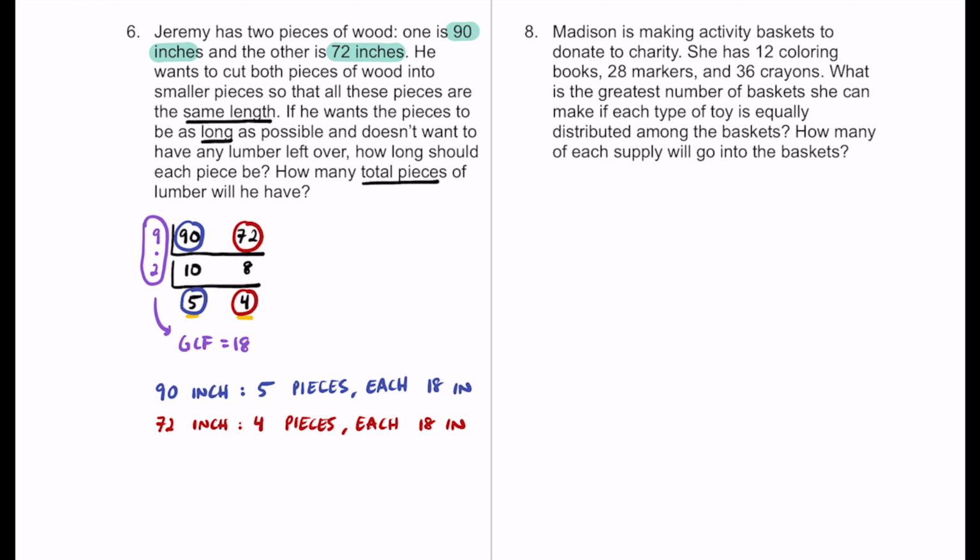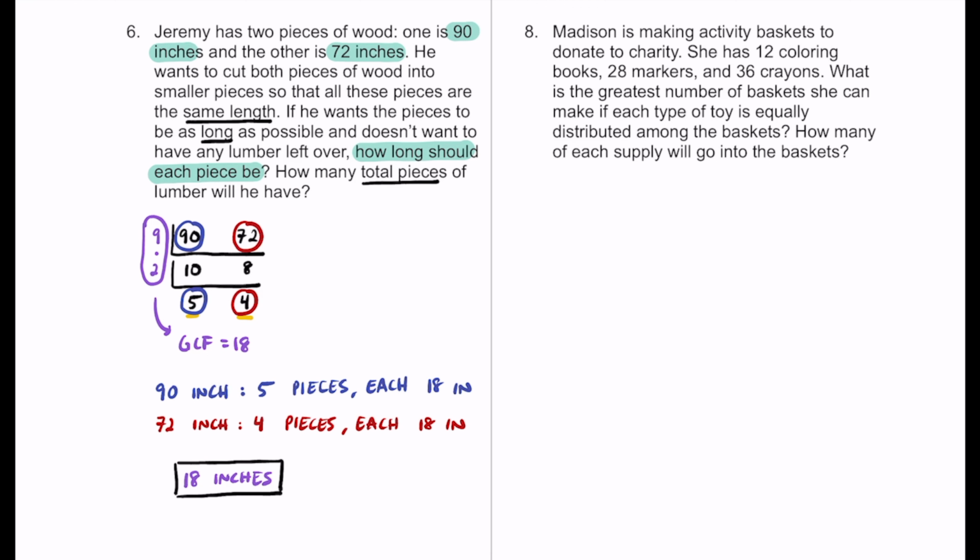Now remember, there were 2 main questions that we were asked. The first one was, how long should each piece be? And so to answer that question, we can go ahead and say that each piece should be 18 inches. Right? That would be the longest they could possibly be while all being the same length.